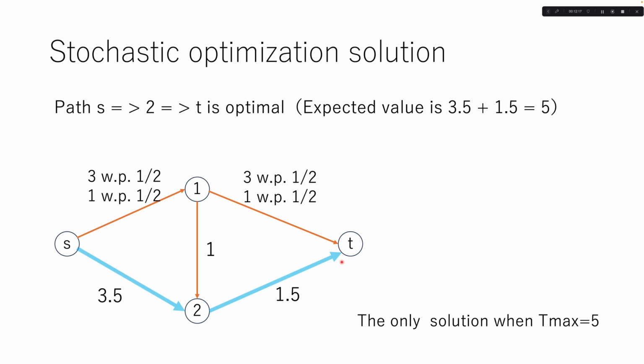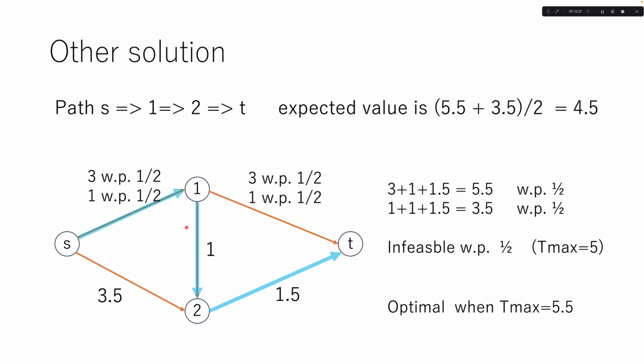Another possible route is to take the highway initially and then switch to local roads, following the path S1, 2, T. This route has a half chance of being late and an expected travel time of 4.5 hours.